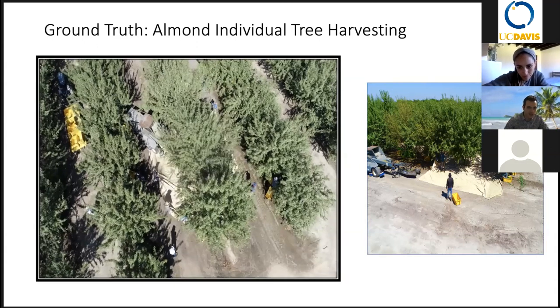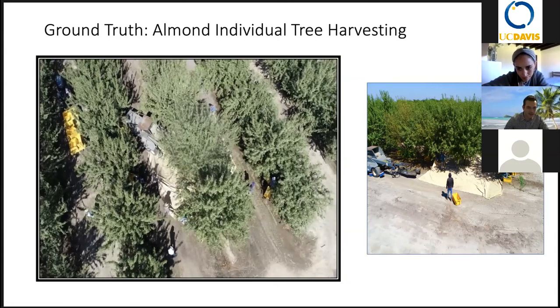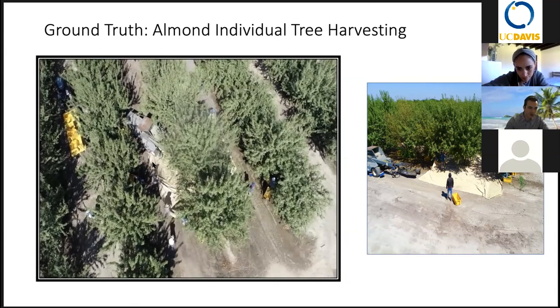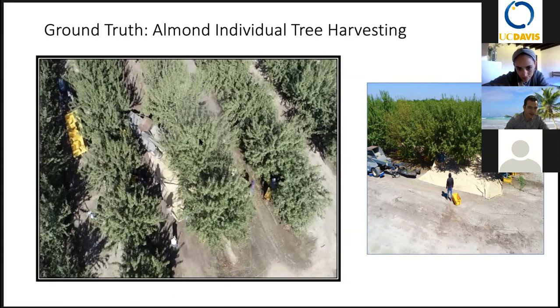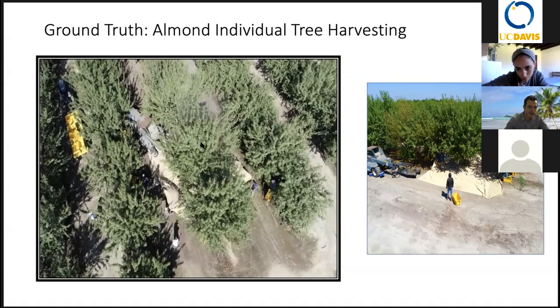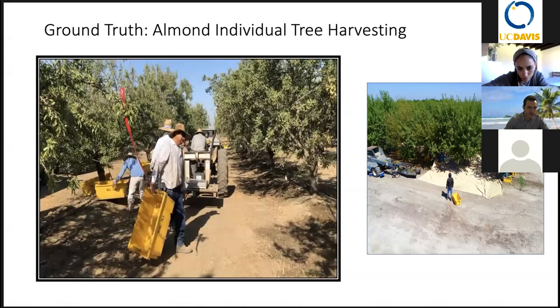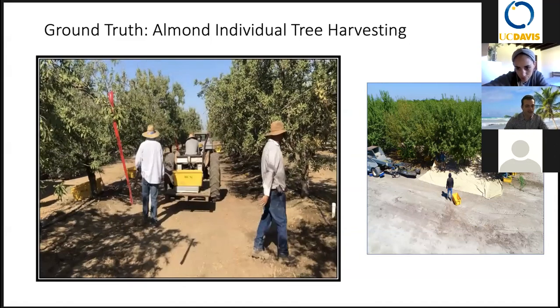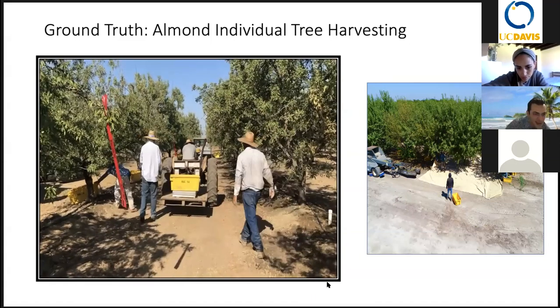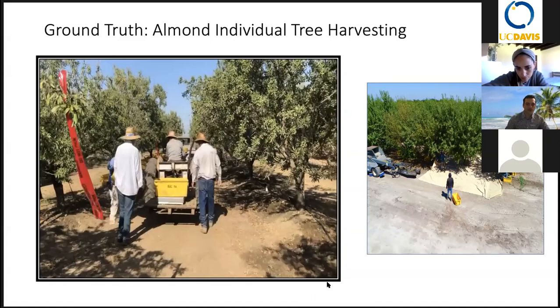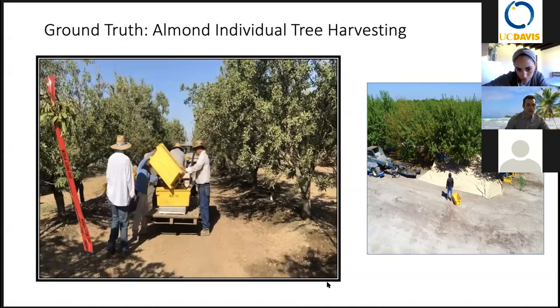So this is how the almond yield is measured. We put a tarp underneath the tree that has been harvested. Then we collect all the wet yield and weigh them on a scale. So we knew the wet yield per tree. Then we came up with an equation to find the dry yield, and we use that for our data analysis.